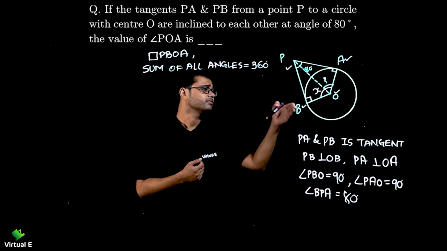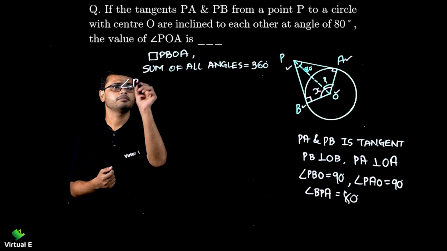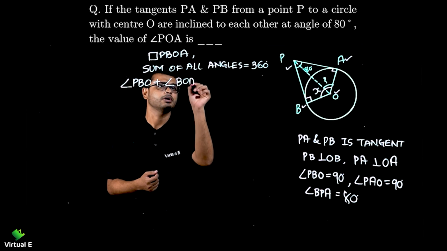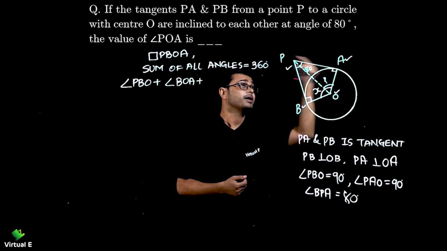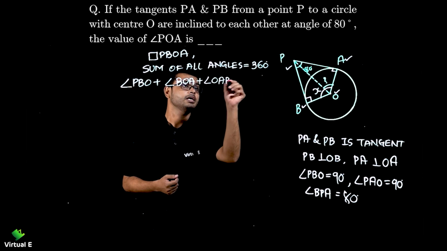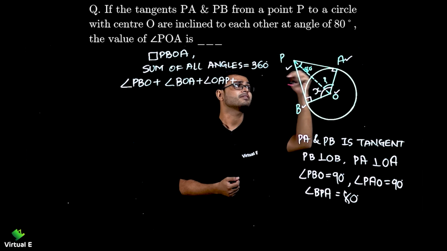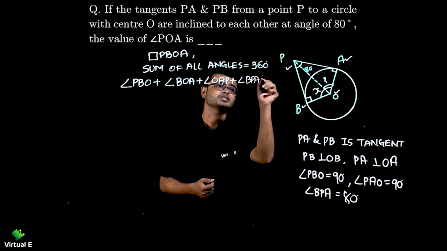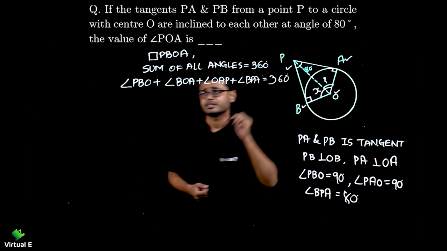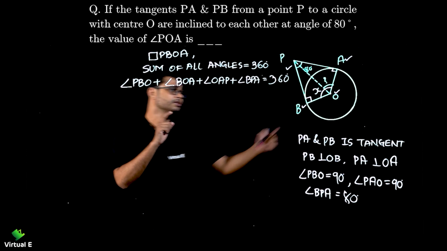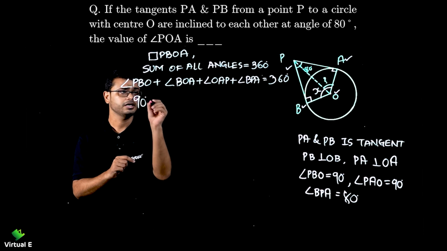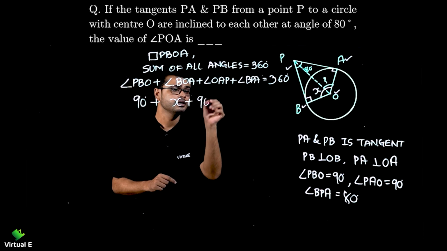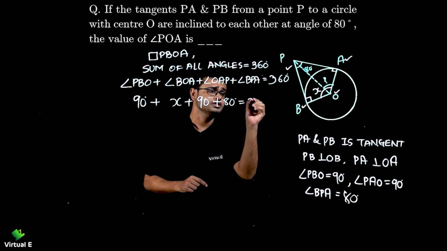So first of all, let's start with this one: angle PBO plus angle BOA plus angle OAP, and the last one, right? This is done. This is left only. APB, angle, I think I have written BPA. So you can write BPA over here. The name is the same, right? Is equal to 360 degrees. Let's substitute the values. This angle PBO is 90 degrees, then BOA we don't know, then OAP is 90 degrees, and this angle is 80 degrees.